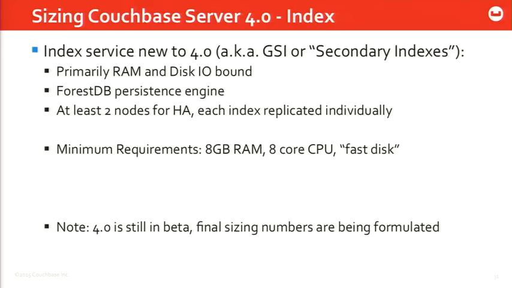On the index side, this is the new to 4.0 indexes, otherwise known as GSI, global secondary indexes, or just secondary indexes. These are going to be primarily RAM and disk I/O bound, and arguably more disk I/O bound than the nodes running the data service. With the data service, you can distribute all of the writes across all of the nodes, and by adding more nodes, you get more disk throughput. With the secondary indexes, you're going to be consuming all of those writes or some subset of those writes into one or a few smaller nodes. And so you'll want to scale those up in terms of disk I/O if you have a heavy write workload.